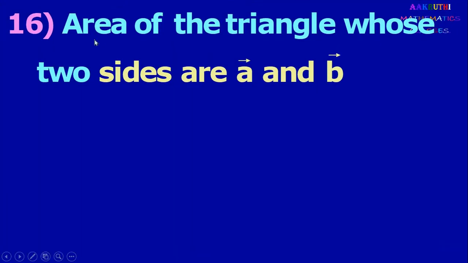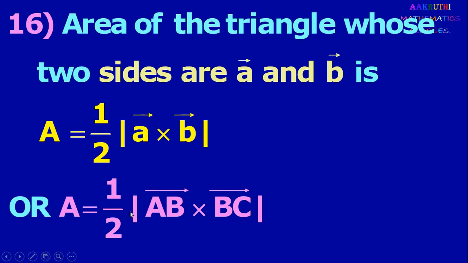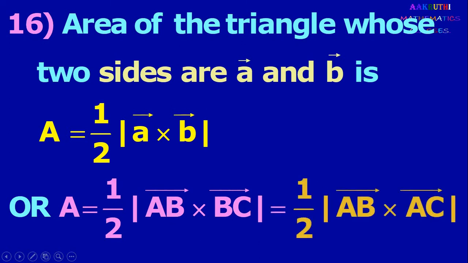Next is the formula to find the area of a triangle whose two sides are A vector and B vector, and the formula is A equal to half into magnitude of A vector cross B vector. So here A vector and B vector are two sides of the triangle. It also can be written as A equal to half into magnitude of AB vector cross BC vector. Here A, B, C are three vertices, then area is also given by half into magnitude of AB vector cross BC vector, or it can also be written as half into magnitude of AB vector cross AC vector. You have to take any two sides, so it is AB, BC or AB, AC.